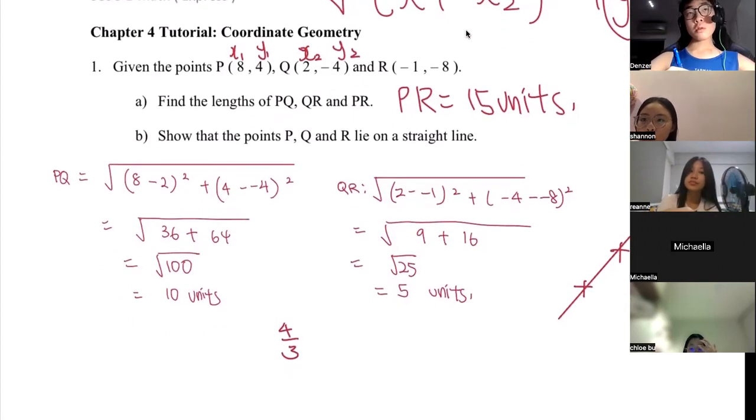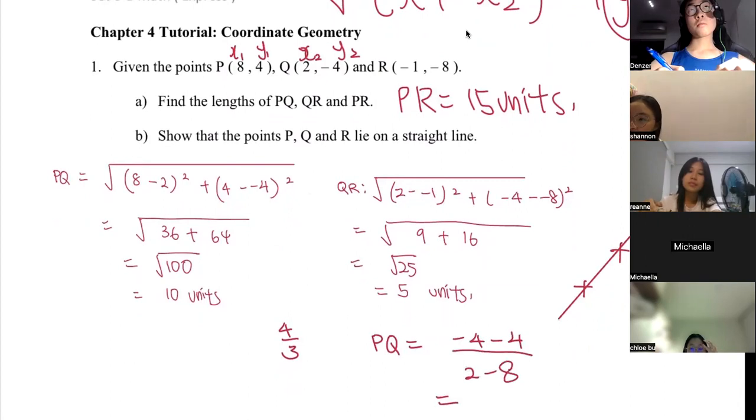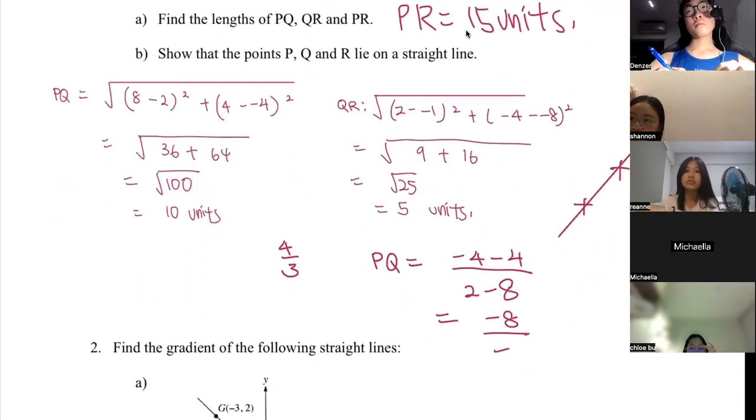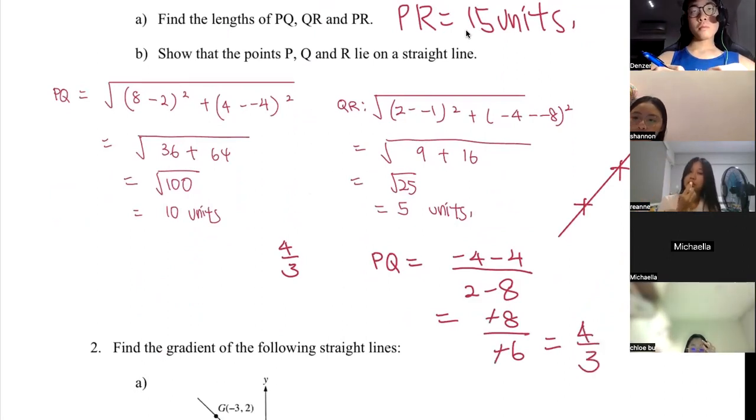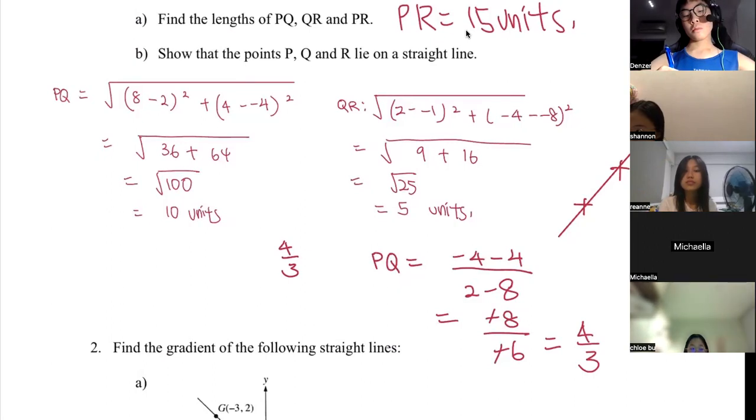How to find? I will just do one to show you all. Let's say I want to find the gradient of PQ. It's y1 minus y2 over x1 minus x2, which gives me -8 over -6. It gives me positive 4/3. You can go and find the gradient of QR and PR. They are all going to be the same gradient. So you're going to explain: since the gradient of PQ equals QR equals PR, therefore they lie on the same straight line. Okay, we are talking about gradient here. All right. Rian, first question, very well done. Shannon, just one little careless mistake.